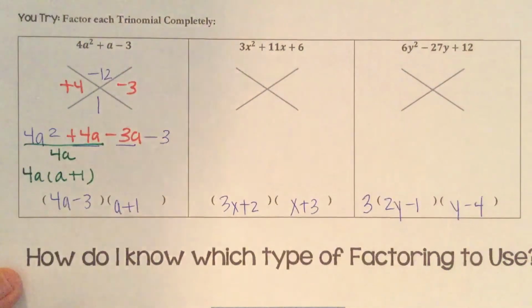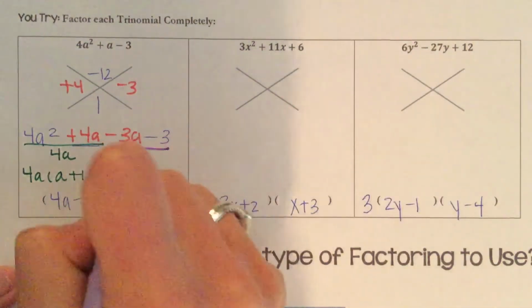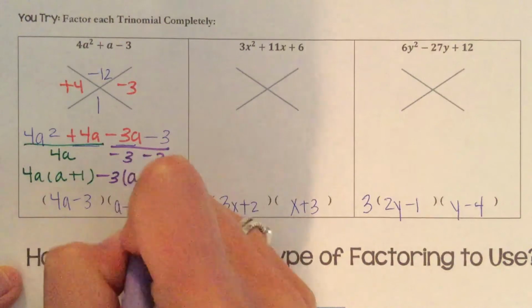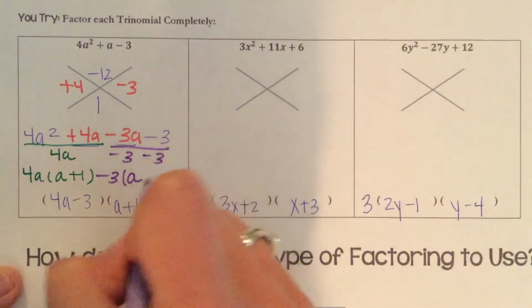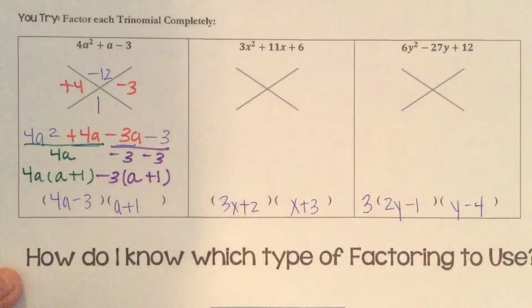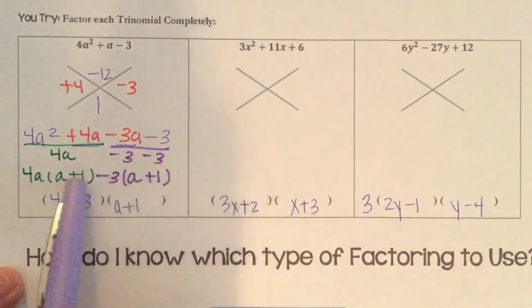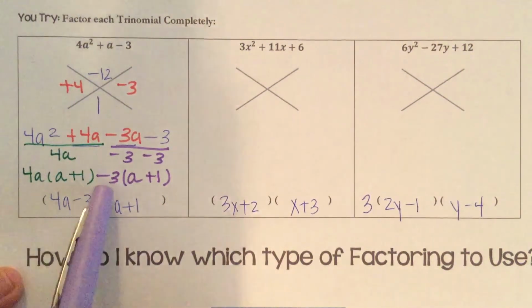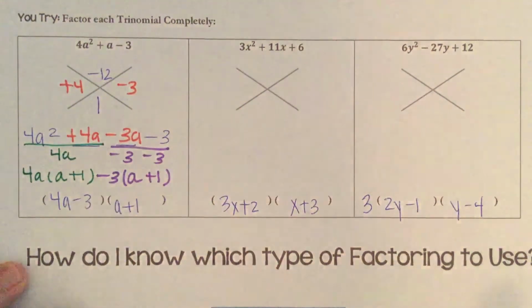Out of this group, we will take out a negative 3. Negative 3a divided by negative 3 is a. Negative 3 divided by negative 3 is positive 1. I see that my 2 parentheses match, so one of my factors is a plus 1. My other factor is 4a minus 3.